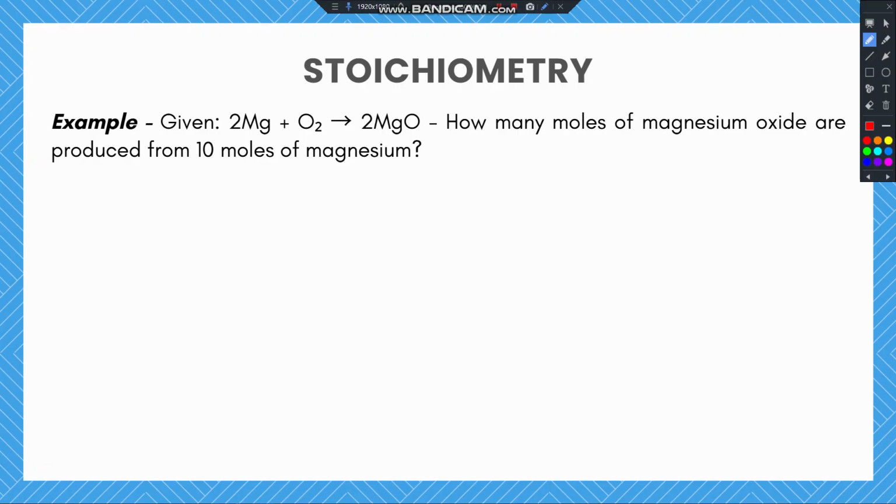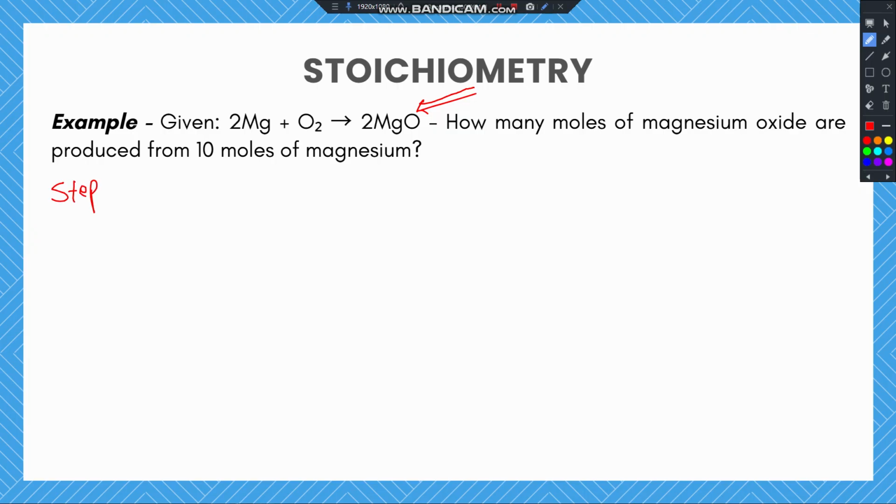The next example on the screen says, given this equation, you can see the equation on the screen, how many moles of magnesium oxide are produced from 10 moles of magnesium? Well, let's apply the steps.